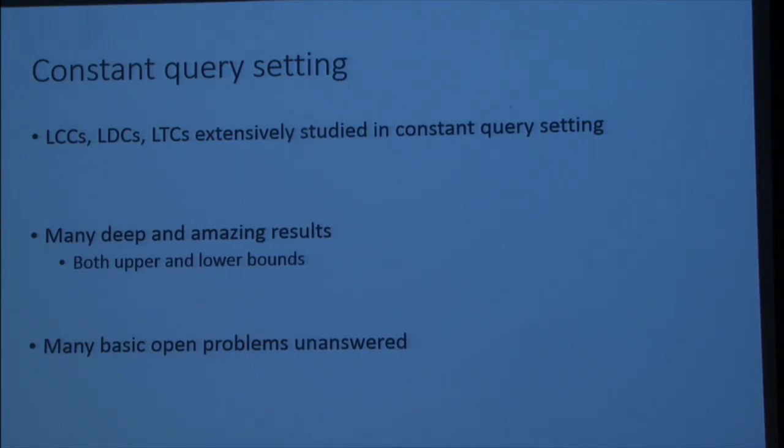Even for 3-query locally decodable or locally correctable codes, the best upper bounds and the best lower bounds are way off. So we understand the constant query setting, though there have been a lot of beautiful works, there's still a lot left to be understood. But this is not what we're going to focus on. Let's talk about constant rate LCCs. So we want R to be a constant, so the code word length is only a constant factor larger than the message length.